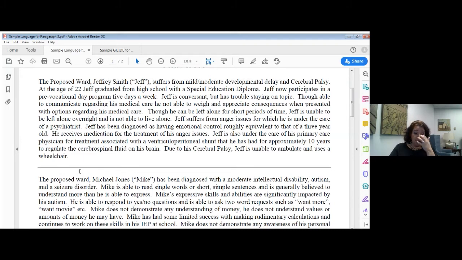So he receives medication for the treatment of his anger issues. He's also under the care of his primary care physician for treatment associated with, oh boy, remember what I was saying about big medical words? I'm not even going to try. With a shunt, which he has had for approximately 10 years to regulate the cerebrospinal fluid on his brain. Due to CP, Jeff's unable to ambulate and uses a wheelchair.